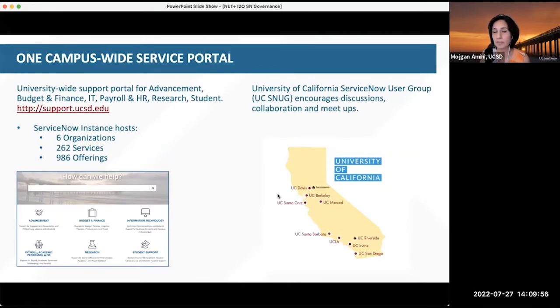And then just to circle back around, I mentioned that we focused initially on creating one unified support portal for IT services. But as we worked with our business partners across the campus, we soon started expanding our support model to functional areas like finance and payroll and research, et cetera. So now we have one university-wide support portal called support.ucsd.edu that lives in our ServiceNow instance that houses 6 functional areas and about 1,000 offerings across all those areas.